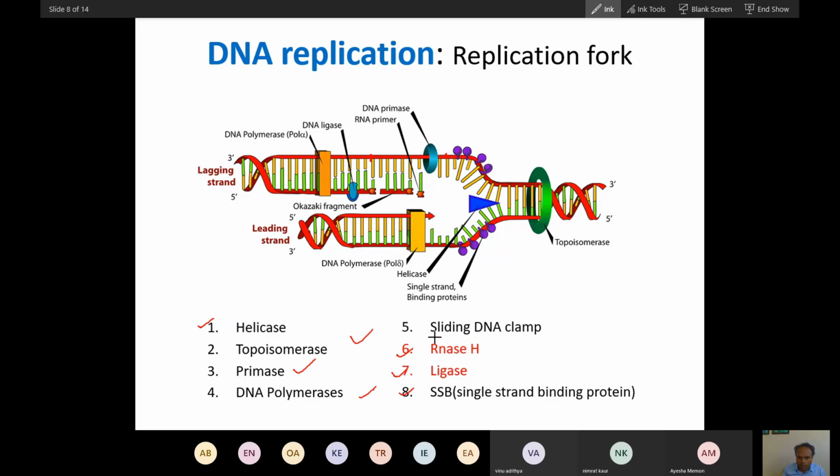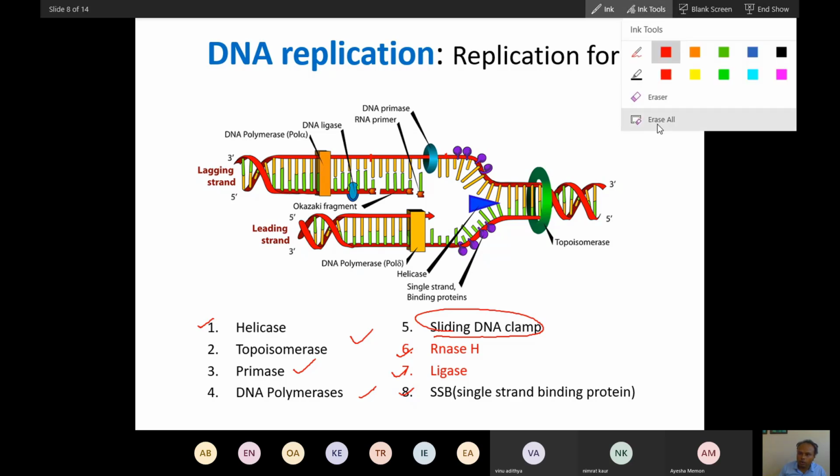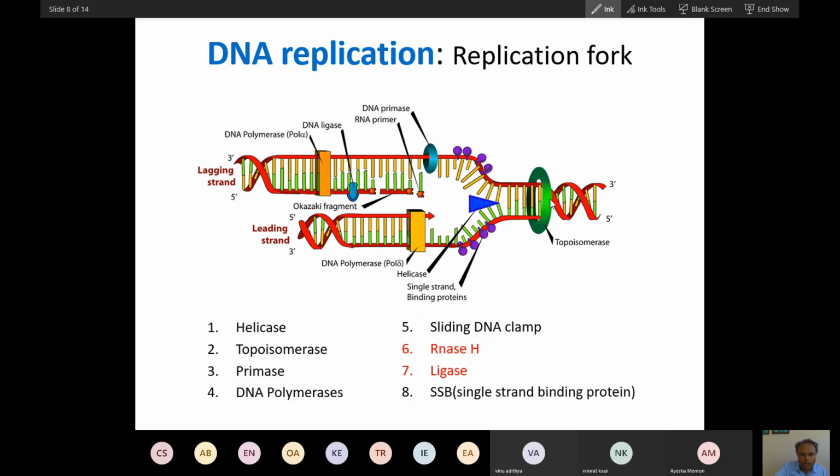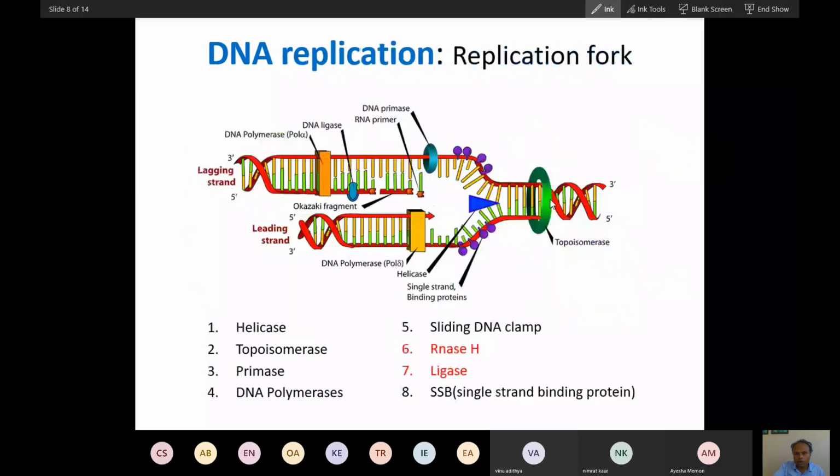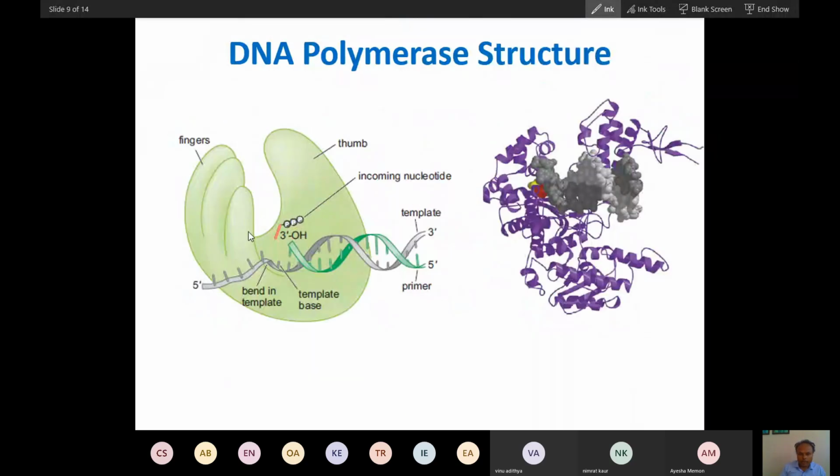So these are the functions of these proteins. We will talk about the sliding DNA clamp a little bit. So these are the proteins required for DNA synthesis. If you understand the function of all these proteins, you will understand DNA synthesis. So did you understand all this? This is the main thing about DNA replication. So now let's see this.